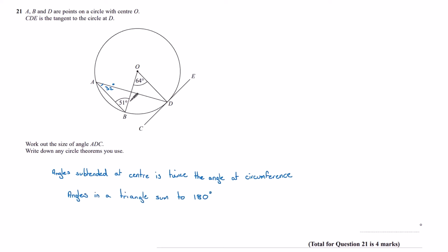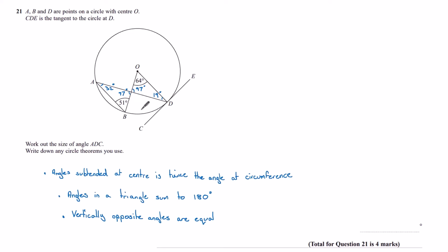in order to find this angle here, which is going to then be 180 take away 32 take away 51, which is 97 degrees. Now, since this angle is 97 degrees, the angle in this triangle, which is vertically opposite it, is also 97 degrees, since vertically opposite angles are equal. And now I can use angles in a triangle again to find this angle here. So 180 subtract 97 and subtract 64 gives me a value of 19 degrees.